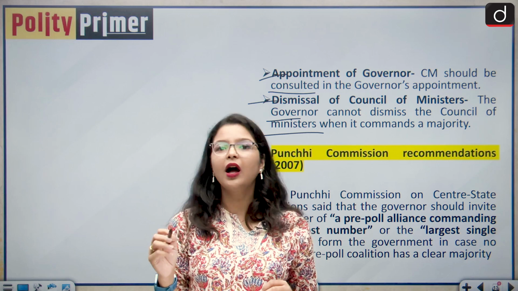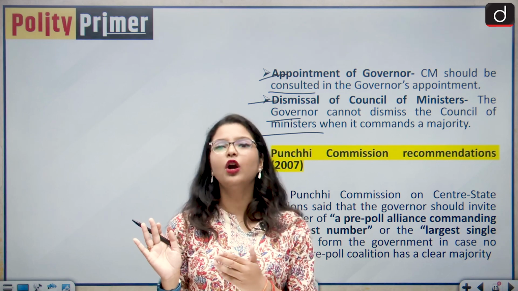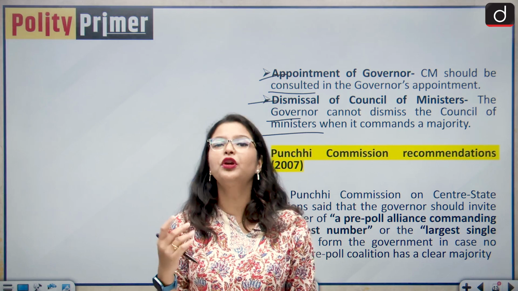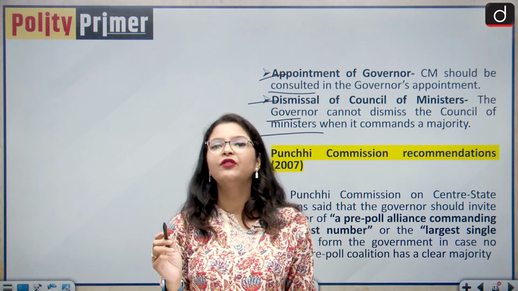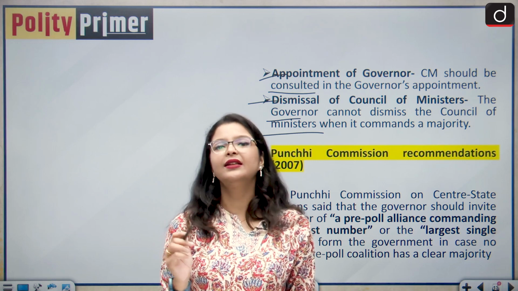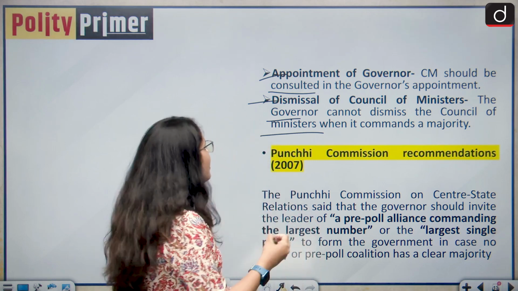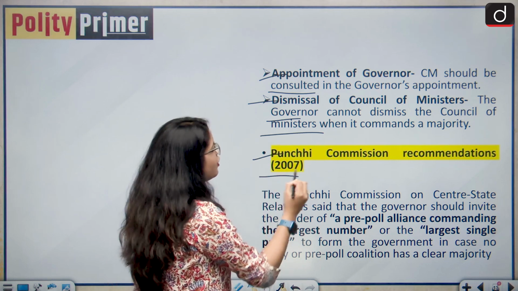But this should not be done deliberately. In fact, he should protect the Council of Ministers and should not dismiss them deliberately when they command a majority in the House. Then the Punchhi Commission recommendations of 2007.